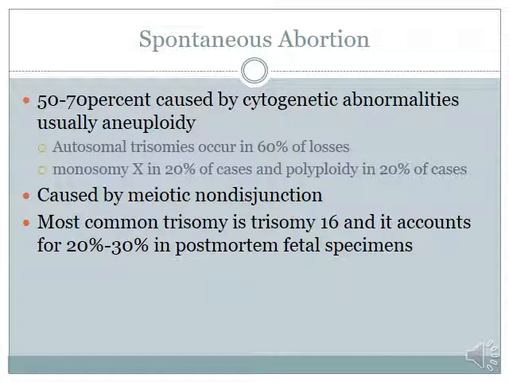50 to 70% of the spontaneous abortions are caused by cytogenetic abnormalities. Most commonly, it's due to aneuploidy. Autosomal trisomies occur in 60% of the losses, followed by monosomy X in 20% of the cases and polyploidy in 20% of the cases. The trisomies are caused by meiotic non-disjunction. Most common trisomy is trisomy 16, and it accounts for 20 to 30% of trisomy losses seen in post-mortem fetal specimens.